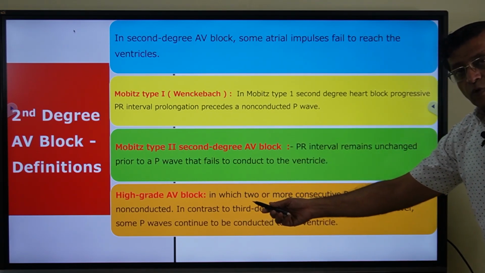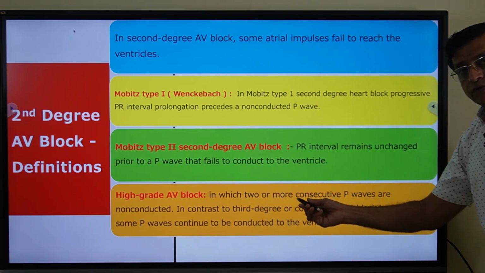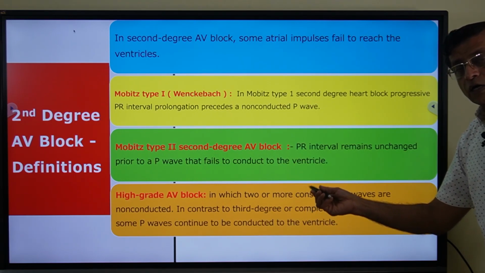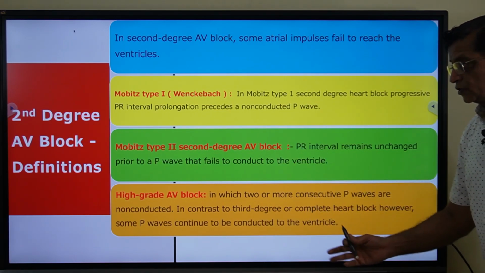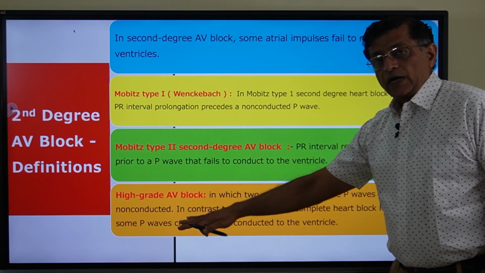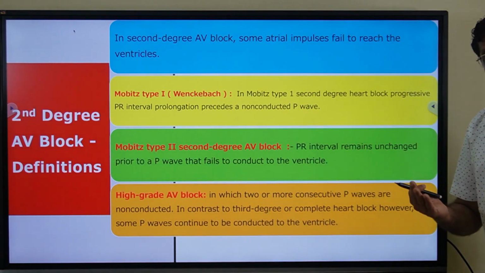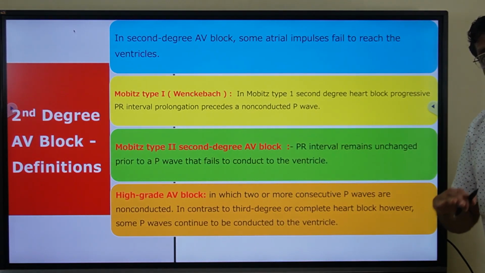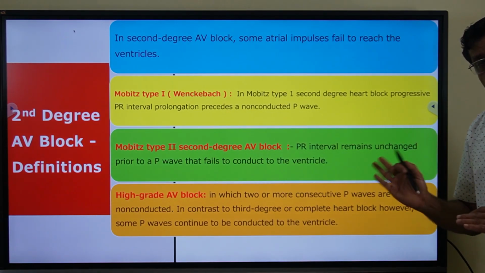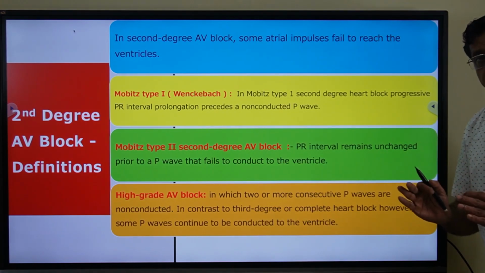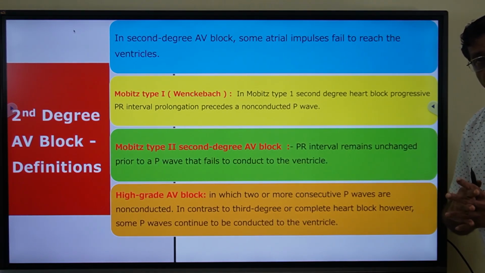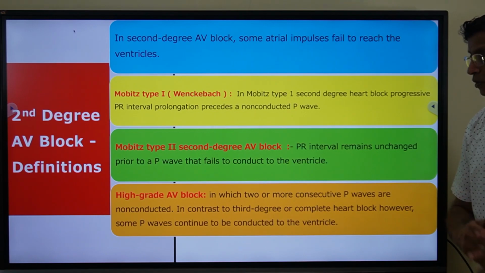In high degree AV block, more than 2 successive P waves are not conducted to the ventricles. So that is called high degree AV block. And lastly, complete AV block or third degree AV block, in which the P waves, or the atrial activity, are independent of the QRS complexes or the ventricular activity. So both are independent of each other. So that is complete heart block.